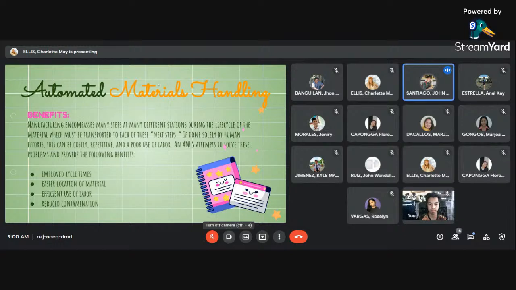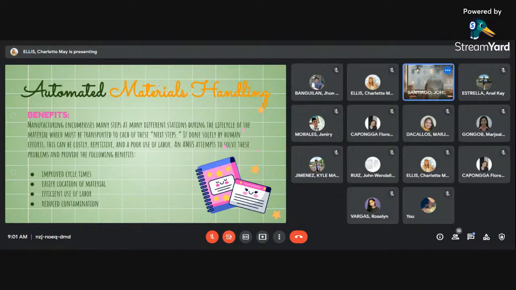And of course, improved cycle times, and yun nga, easier location of materials. Yun, mas madali malo-locate ng manufacturing or ng warehouse yung product or goods. Yun lang po.